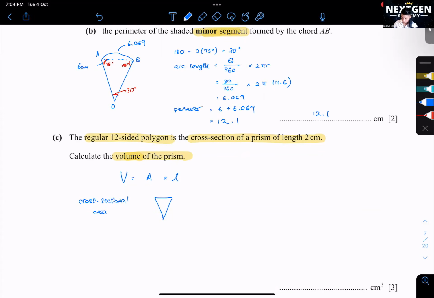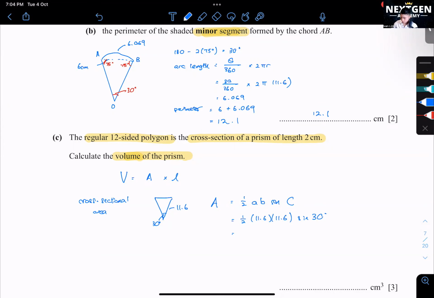Okay, back to this one. So your radius is 11.6. Your angle here is 30 degrees, right? Okay, so you need to get the area of triangle, which is half ab sine C. Okay, half ab sine C. Your radius is 11.6, so half times 11.6 times 11.6 times sine 30 degrees.